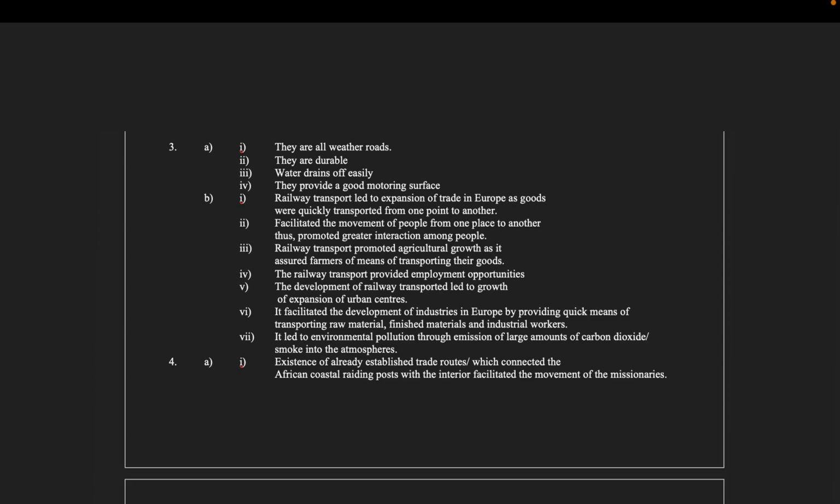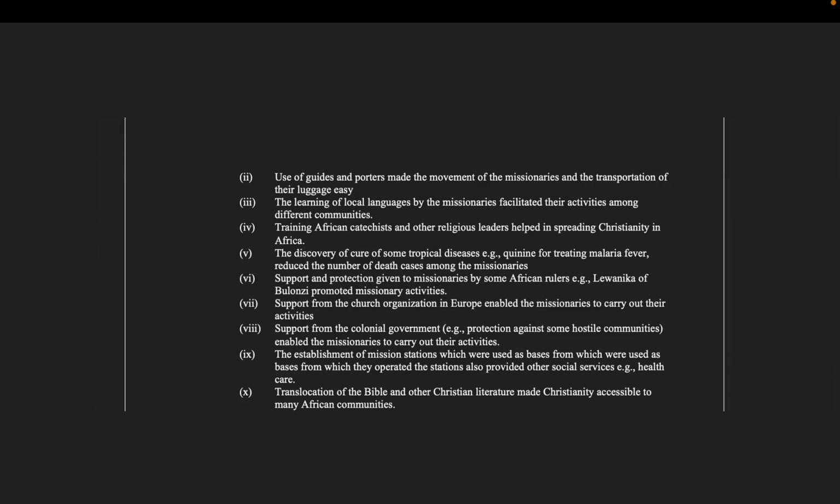Use of guides and porters made the movement of the missionaries and the transportation of their luggage easy. The learning of local languages by the missionaries facilitated their activities among different communities. Training African catechists and other religious leaders helped in spreading Christianity in Africa.